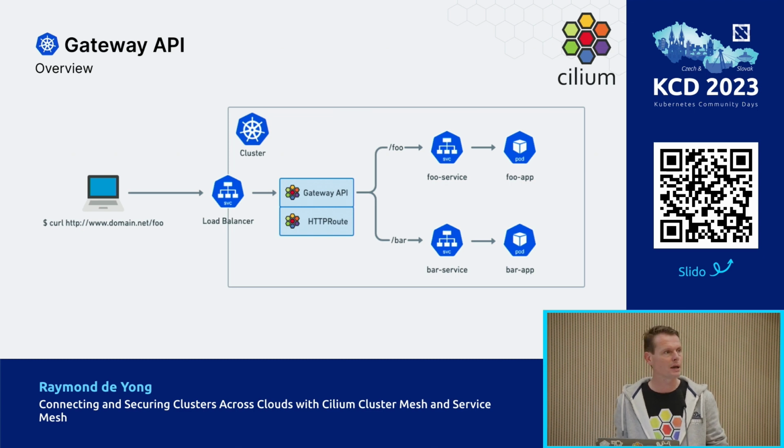What's also great about Gateway API is that you have separation of roles, so a platform team can manage, for example, the gateway resources, where an application team can manage the HTTP routes and can attach them to the specific gateway they need to attach it to.